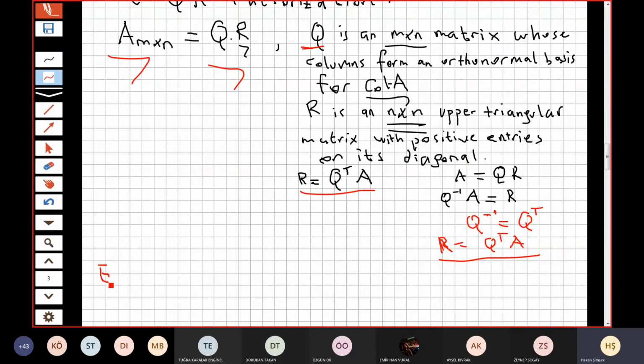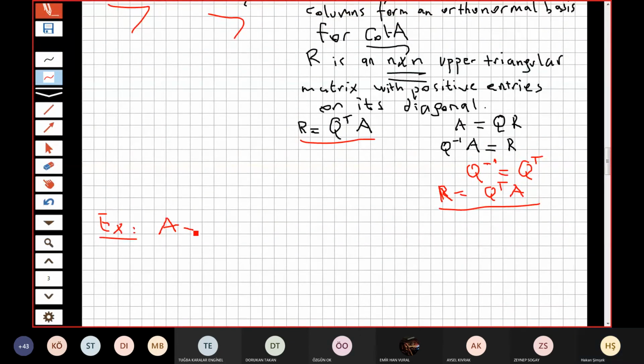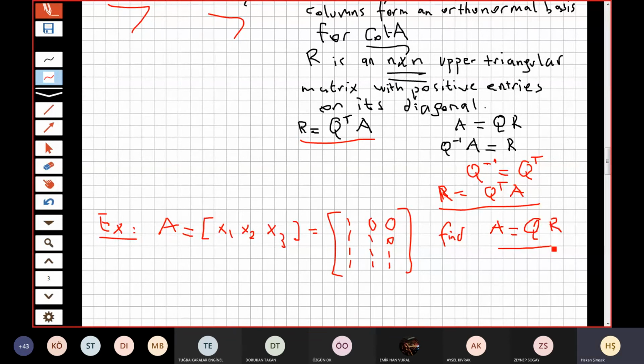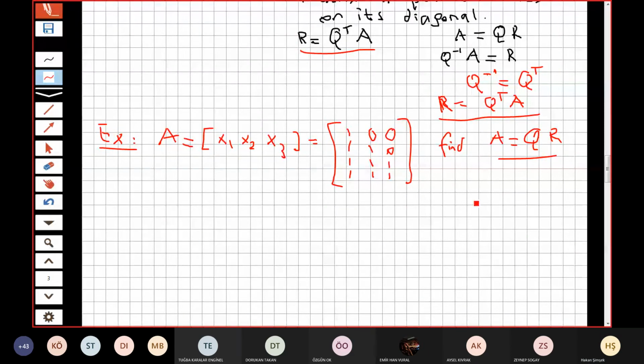As an example, consider the previous example. Say the matrix A has the columns x1, x2, x3. In other words, the first is 1, 1, 1, 1. The next one is 0, 1, 1, 1. And the last one is 0, 0, 1, 1. So find the QR factorization, Q times R, for this matrix.